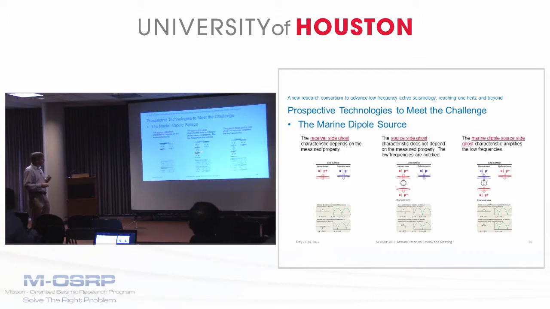On the source side, with conventional marine sources, whose characteristic is they radiate the same thing in all directions, you have a notch at the low frequencies, whether you're looking at pressure or particle velocity. That's always notched. And so what we want, and what we have with the marine dipole, is a source that radiates opposite polarities in opposite directions. So in this case, whether you're looking at pressure or velocity, you've got a ghost amplification. So if your interest is low frequencies, then ideally, at least as far as ghosting functions are concerned, you'd like to have a dipole source on the source side and a low noise particle velocity measurement on the receiver side.